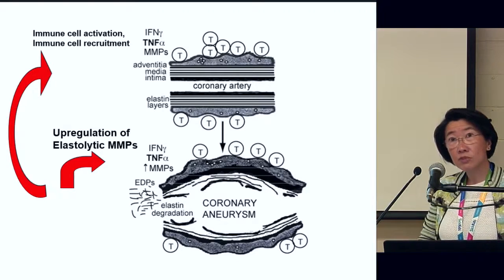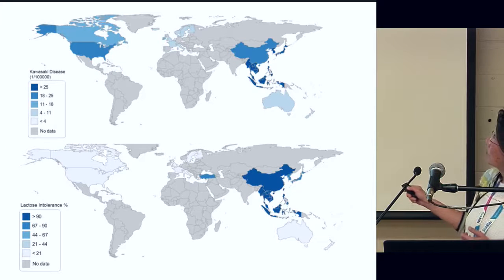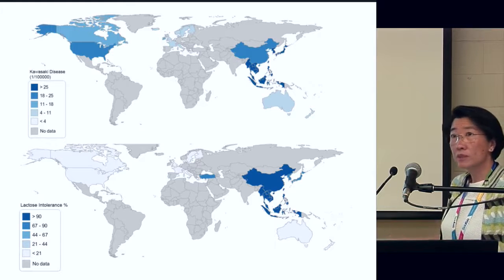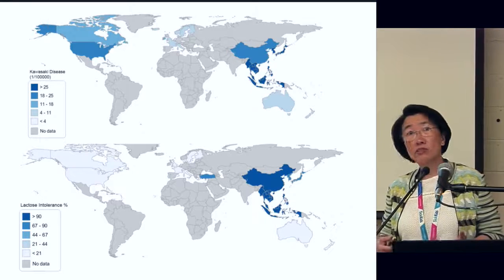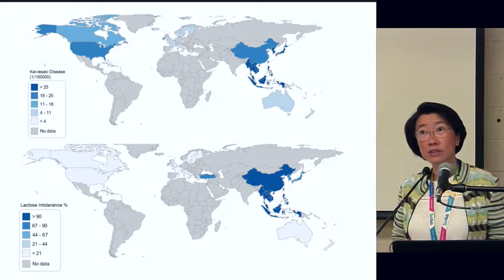So what does it have to do with Kawasaki disease and genetics? Well, I want to show you a heat map of Kawasaki disease on the top and the incidence of lactose intolerance on the bottom. So who doesn't handle lactose well? It's the people who are most susceptible to Kawasaki disease.